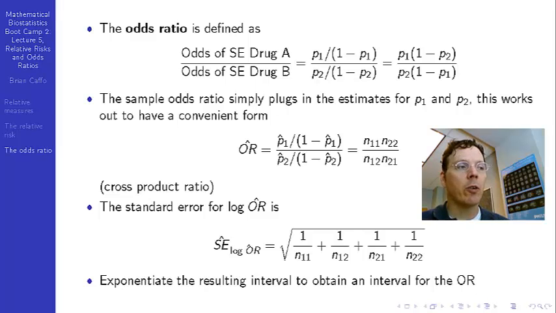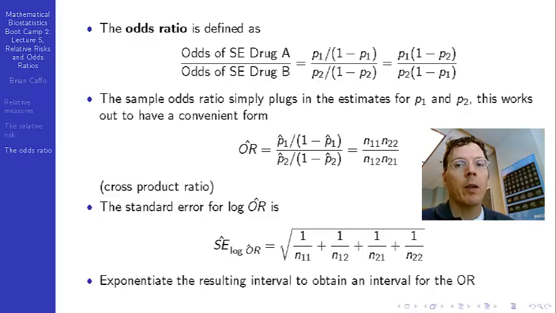So we can calculate a standard error for the log odds ratio that works out to be an incredibly convenient formula. It's the square root of 1 over all the cell counts added up. So 1 over n11 plus 1 over n12 plus 1 over n21 plus 1 over n22, square root of the whole thing. So you shouldn't forget the standard error of the log odds ratio because it's super easy.